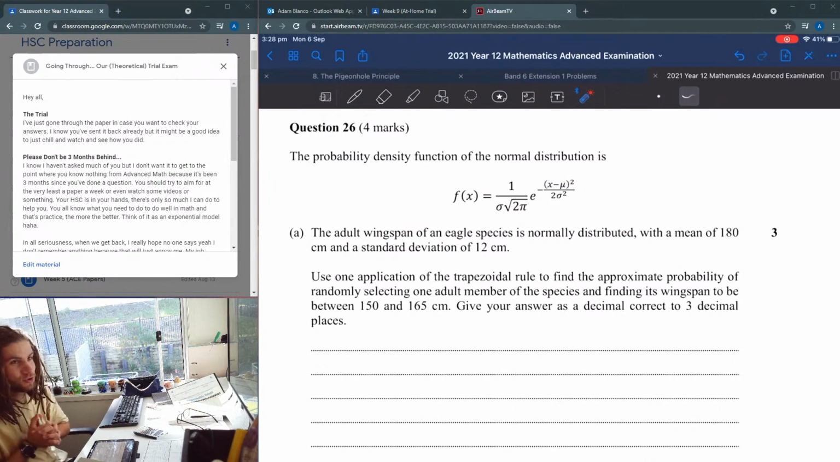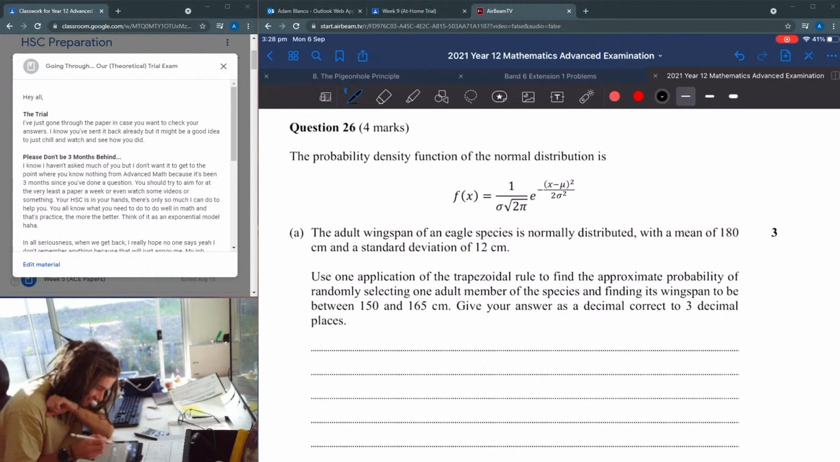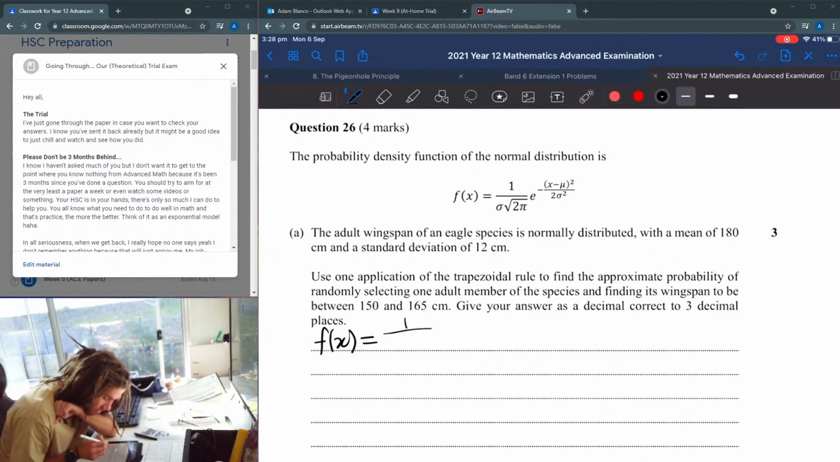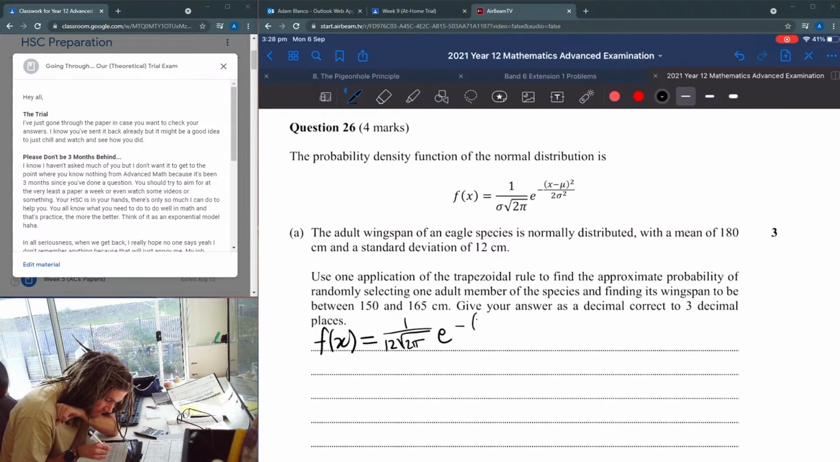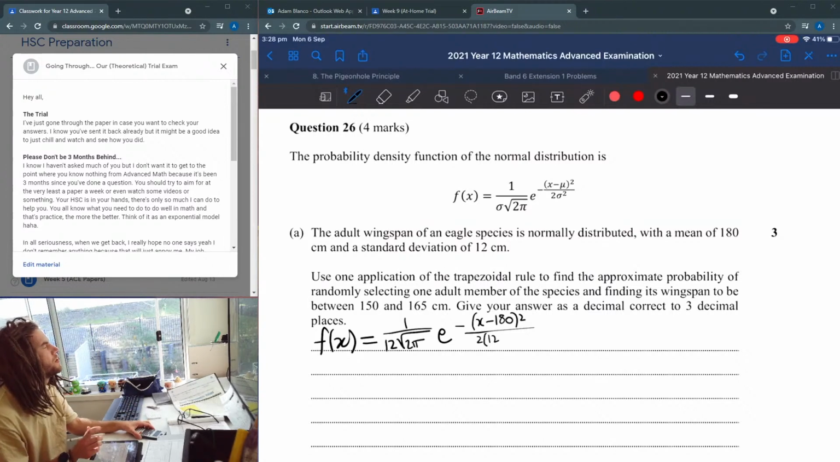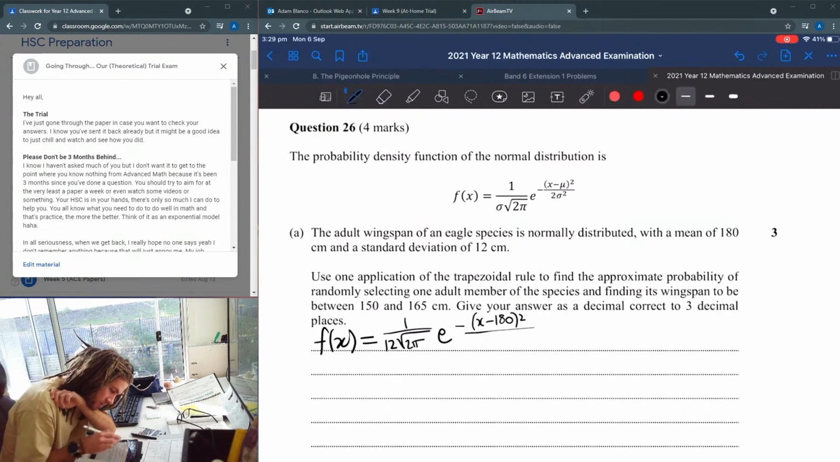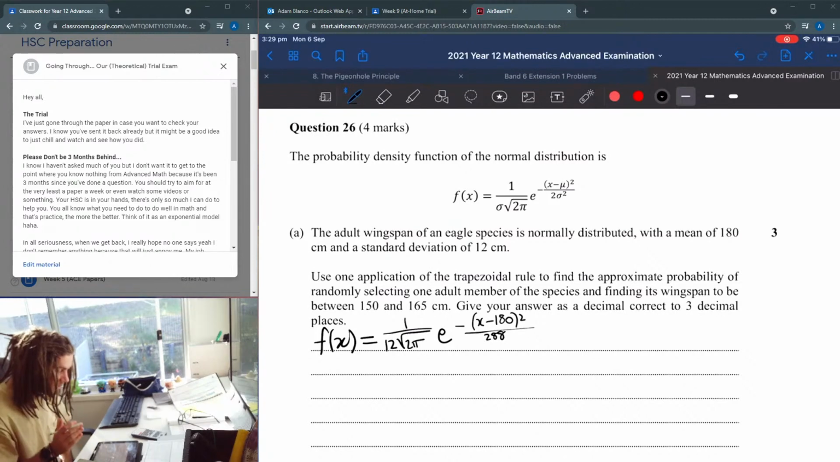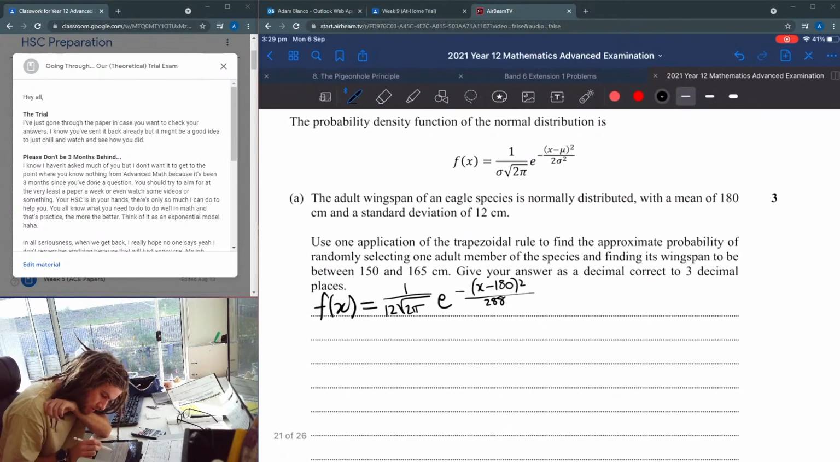Now, this, on the surface level, looks like a pretty mean question, but it's actually not. You just need to... What was I going to say? Just need to take care, I guess. Take real care. Alright, so the function is 1 on the standard deviation, which is 12, so 12 root 2 pi, e to the minus x minus the mean, which is 180, squared on 2 times 12 squared. 2 times 144 is 288. I can just put 288 down here. Okay, that's my function. Now, the trapezoidal rule is, now, probability of randomly selecting one adult member of the species and finding its wingspan to be between 150 and 165.